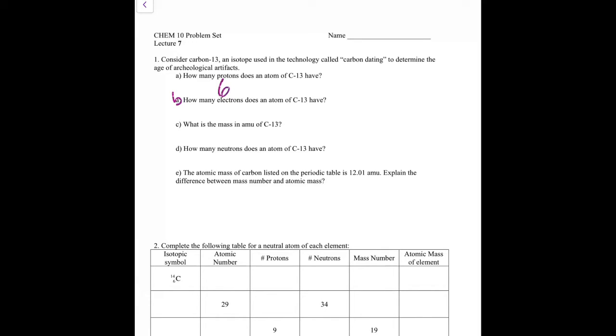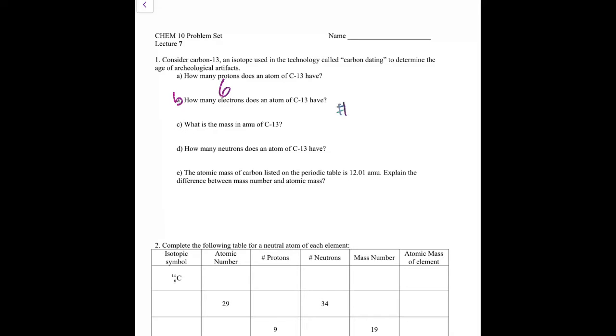protons. B, how many electrons does an atom of carbon-13 have? Remember in this chapter, we're still looking at neutral atoms. And in a neutral atom, the number of protons is equal to the number of electrons, right? So how many electrons does it have? It would have 6.